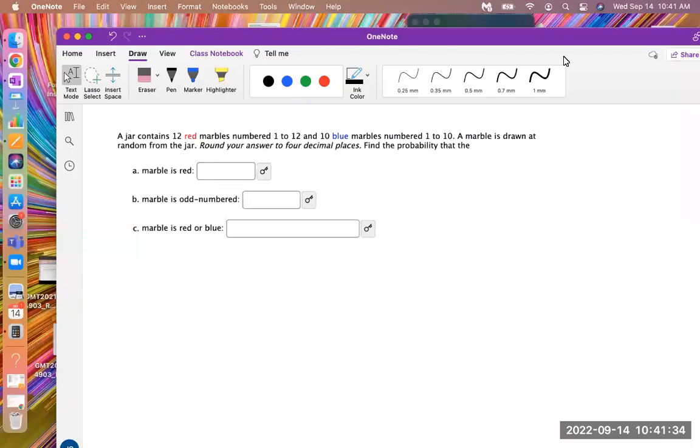A jar contains 12 red marbles, all numbered 1 through 12, and 10 blue marbles numbered 1 through 10. A marble is drawn at random from the jar. Find the probability that the marble is red.